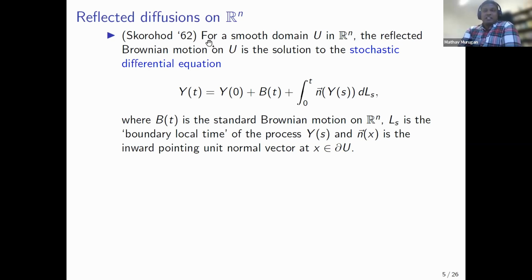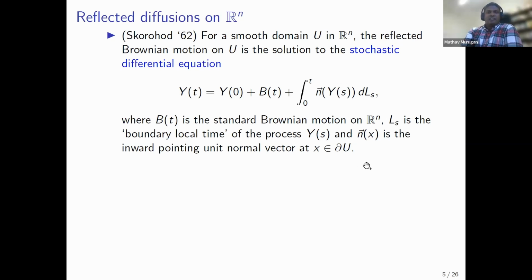So there are essentially two different approaches to construct normally reflected diffusions. The earliest one is this stochastic differential equation approach, or the SDE approach, proposed by Skorokhod, where we are interested in solving this differential equation. Y_t is the starting point plus Brownian motion plus the inward pointing unit normal vector at Y_s, and L_s is the boundary local time of this process.